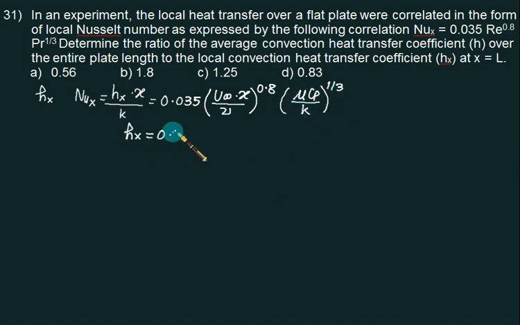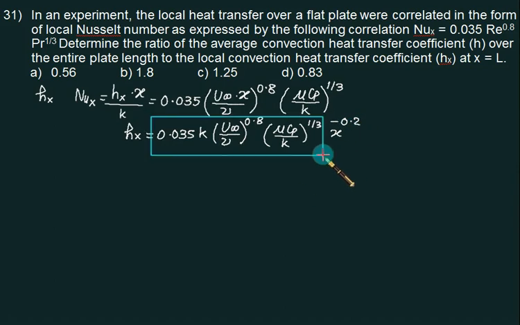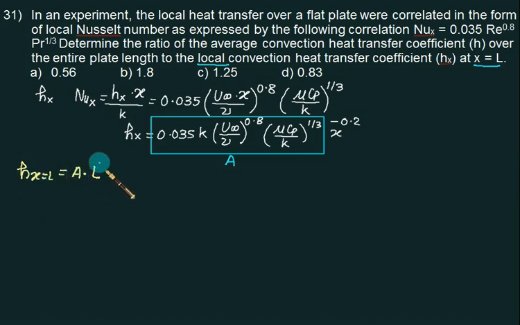We will solve for Hx first. 0.035 into u infinity divided by nu to the power 0.8, x we will write down later on, mu Cp by k to the power 1 by 3. We have x to the power, on the left hand side and right hand side, we are left with minus 0.2. Let's say this constant is a. So we have Hx equal to, at L, a into L to the power minus 0.2.